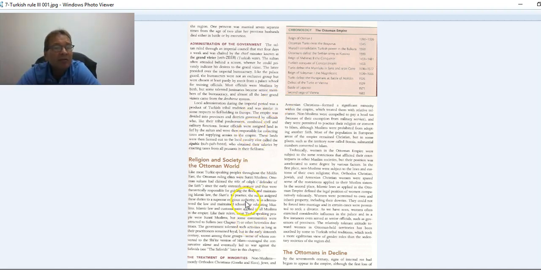Religion is Sunni Muslim. In the beginning, they are very tolerant of minorities, but eventually, as time goes on, the Armenians will be forced to convert, and this is a problem to this day, the status of the Armenian population in this part of the world.